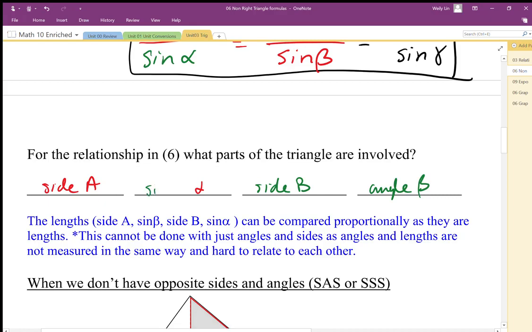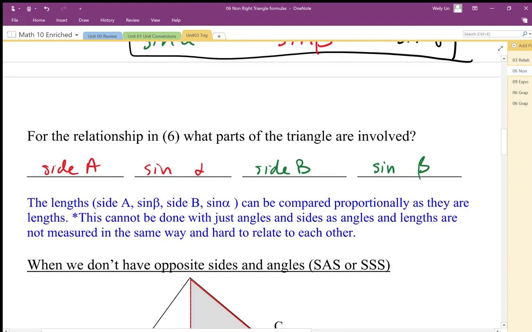That's sine of angle A. The sine values are talking the same language. We're really talking about length here. So we've changed that angle measurement into a length measurement, and now we can compare this length with this length with this length, and those length ratios are proportional to each other. And this is when we have angle and side opposite pairs.